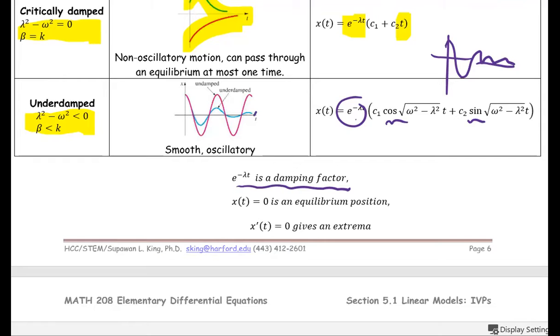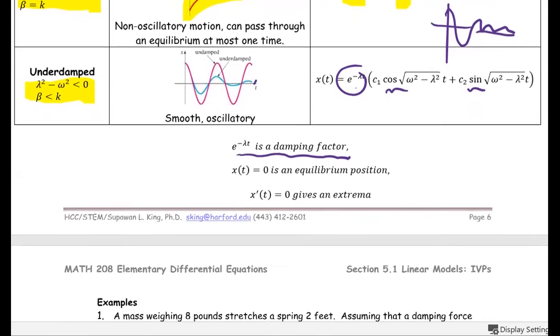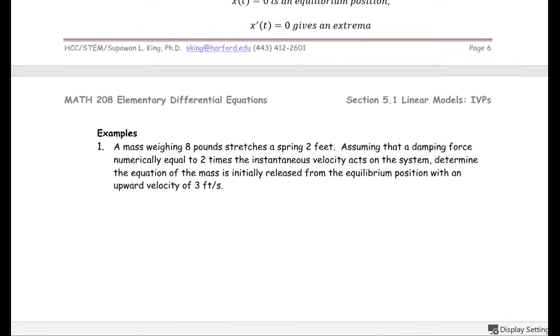When x prime equals zero, that is the maximum or minimum point of the position. I'm going to help you set up the equation real quick and then do the cheating way again to give you the solution and analyze the graph. Let's do the key term again.